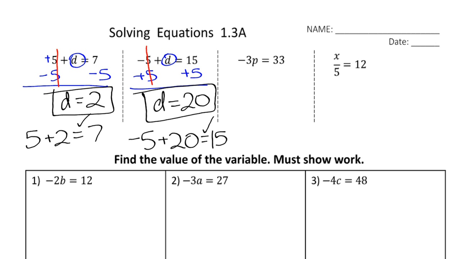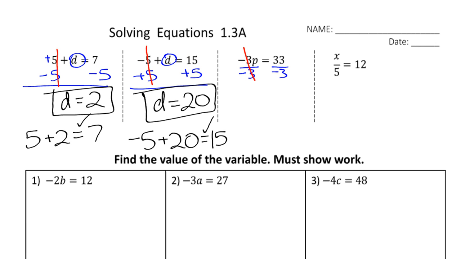Okay. Moving on, our third one, negative 3 times p is 33. So this time we're multiplying times the variable. So the opposite of multiplying is to divide. So I'm going to divide this side by negative 3 to get it by itself. If I do it on one side, do it on the other as well. Make sure it's a negative 3 on both sides.